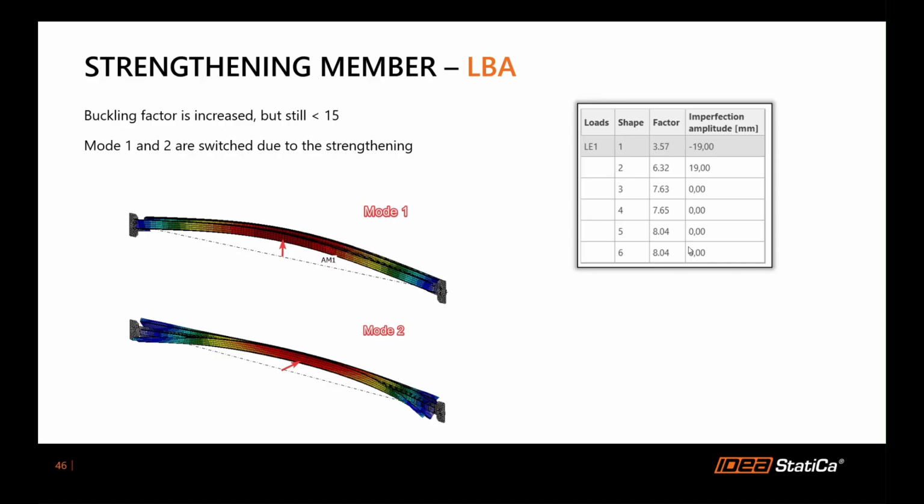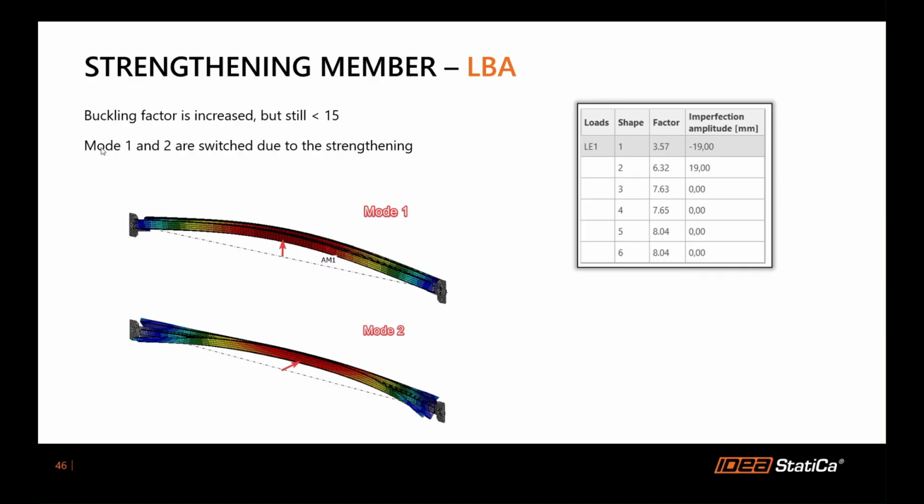Now what we see here in the list are the factors. For shape 1, the factor is 3.57, whereas before the factor was 1.63. That means the buckling factor is increased, so we did a good job. It has a positive result as we expected, but the factor is still quite low and below 15, our limit value to say that we can stop here and that it's safe. That means the factor is still below 15. We have to do something else. We have to strengthen it more, or we go to the GMNIA and add the imperfection again.